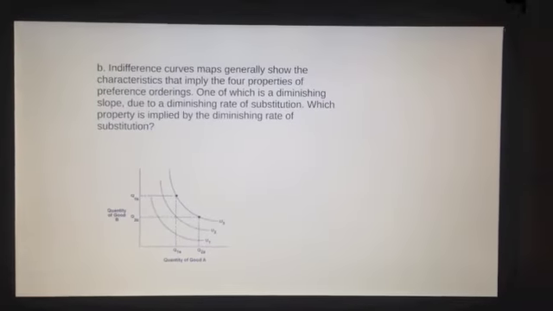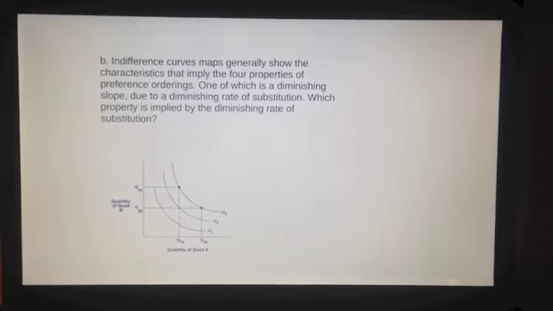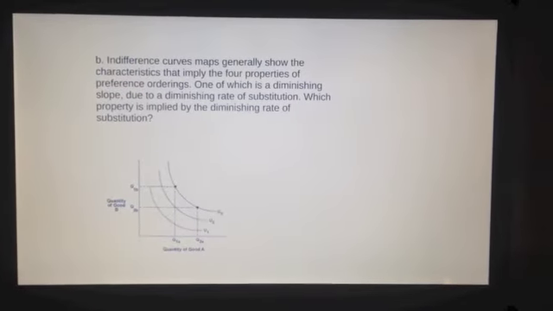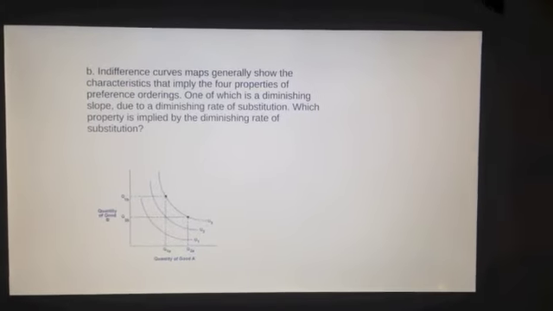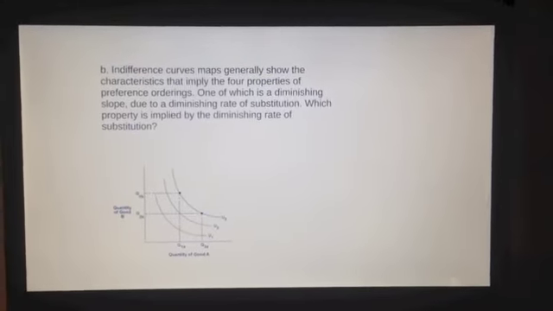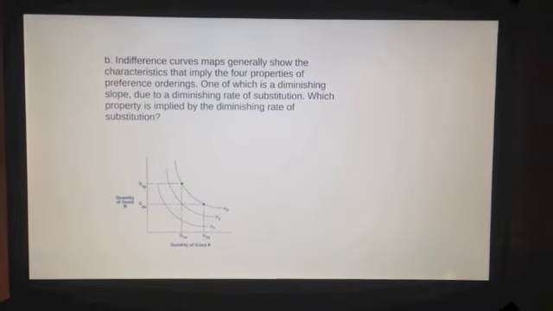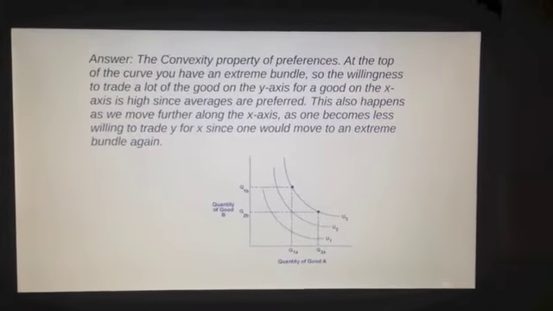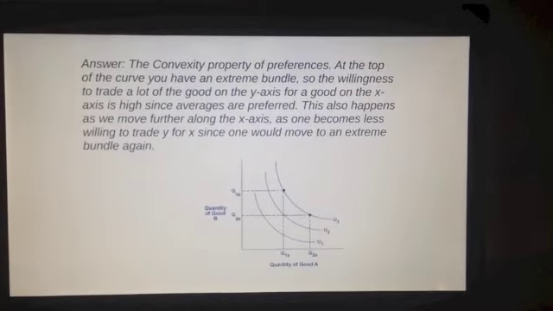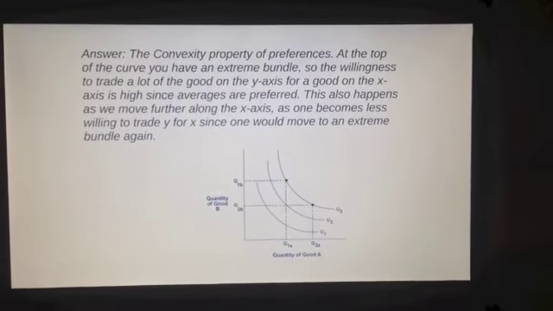Question B. Indifference curve maps generally show the characteristics that imply the 4 properties of preference orderings, one of which is a diminishing slope, as seen in the graph below, due to a diminishing rate of substitution. Which property is implied by the diminishing rate of substitution? This is the convexity property of preferences. This entails that averages are preferred to extremes.